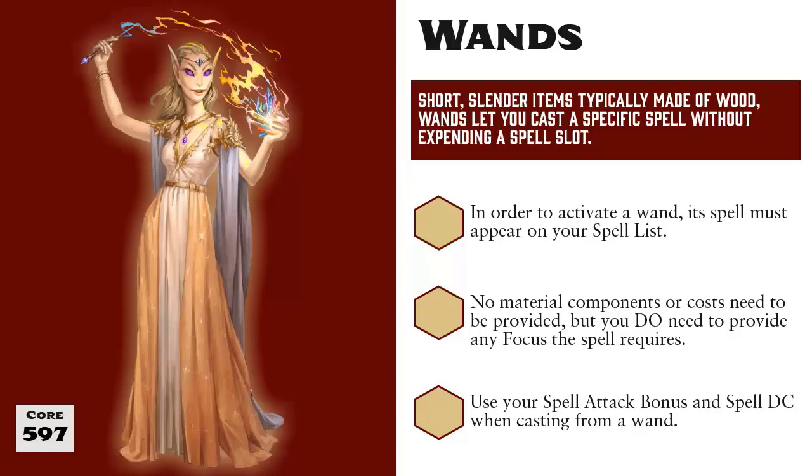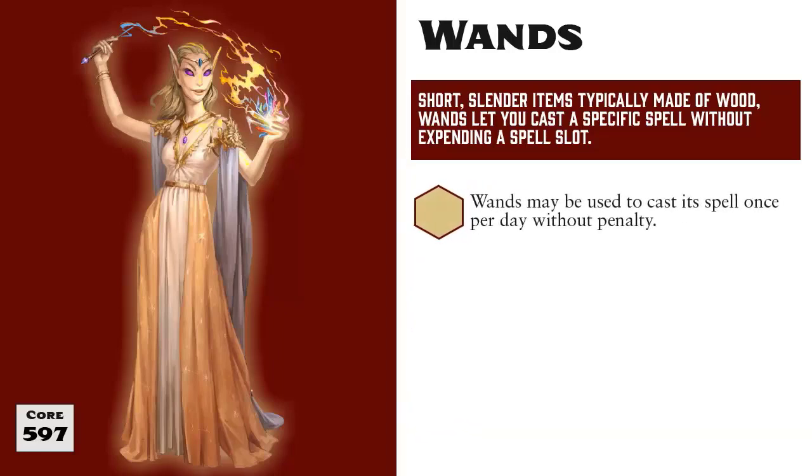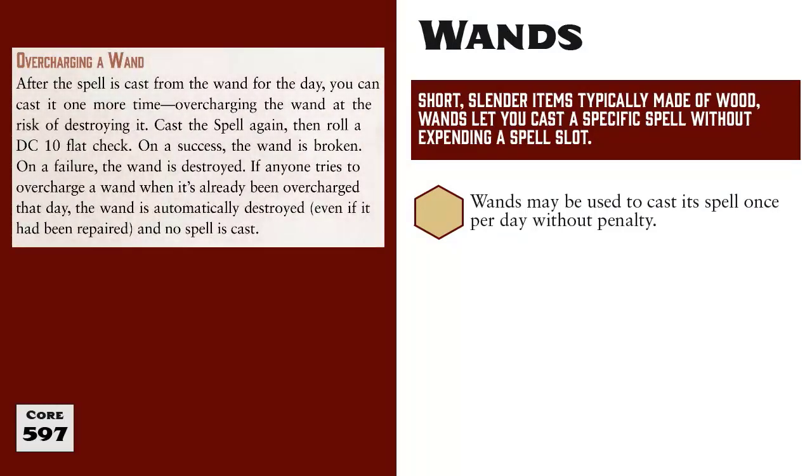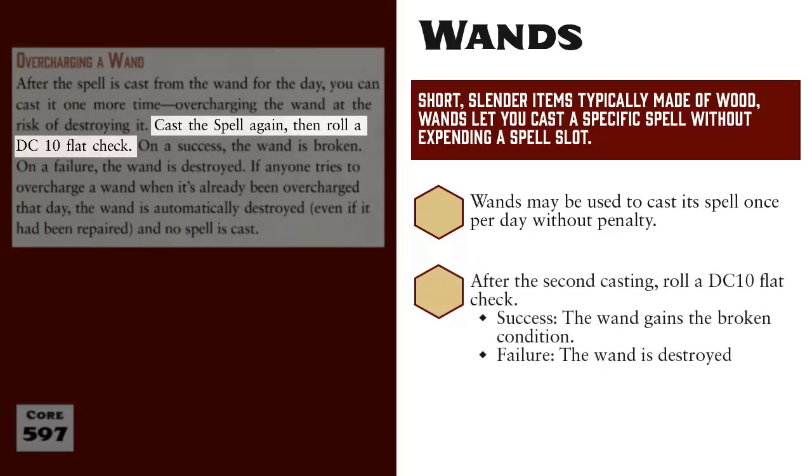There's really only one way that wands are different from scrolls. Scrolls are consumed and destroyed after they are used, and wands are not. Instead, a wand can be used to cast its spell one time per adventuring day without any risk, and it can be overcharged to cast its spell a second time that day at the risk of destroying it. Through overcharging, you can use a wand twice per day, but after the second casting, you need to roll a DC 10 flat check. Just a straight D20 roll with no modifiers at all.